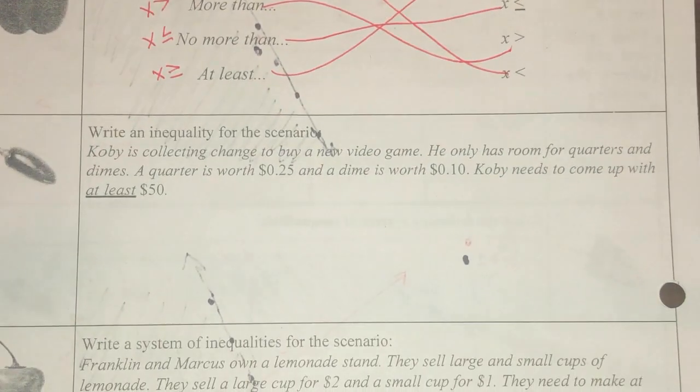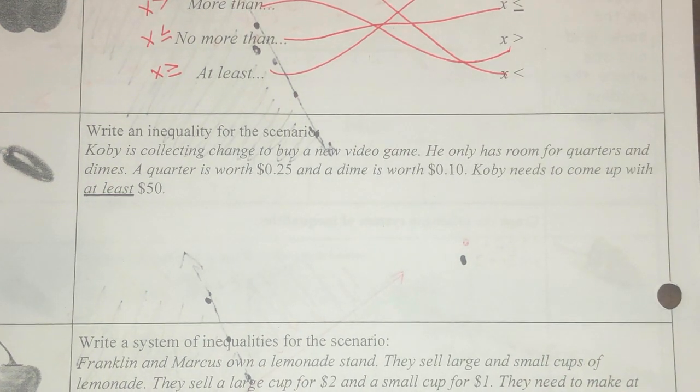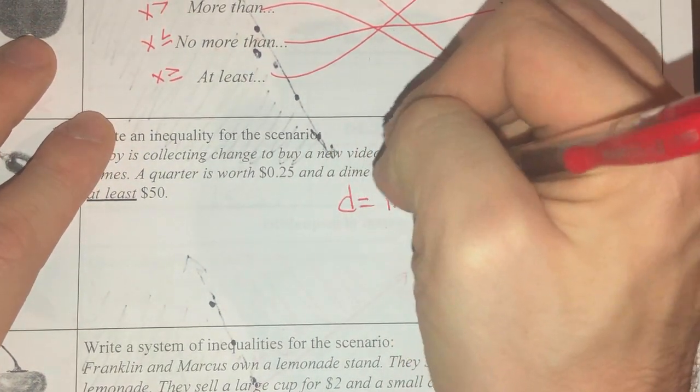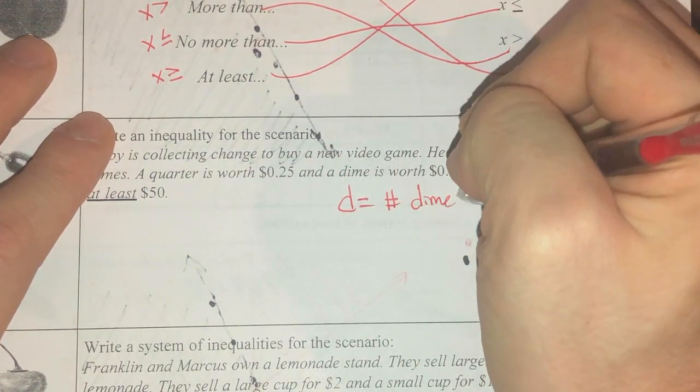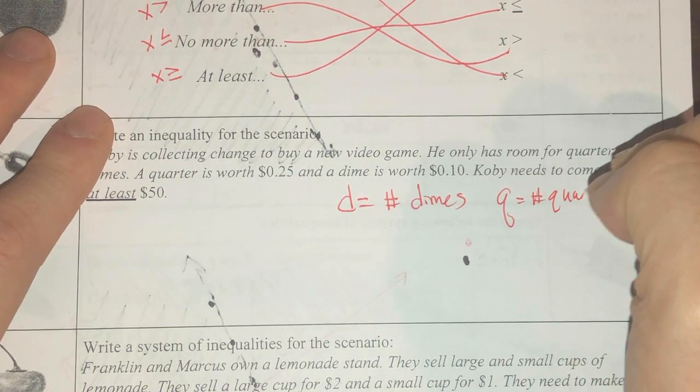So here's an inequality. All we're going to do is write it. Kobe is collecting change to buy a new video game. He only has room for quarters and dimes. A quarter is worth 25 cents and a dime is worth 10 cents. Kobe needs to come up with at least $50. So think about what letters we will use to represent each. Let D equal the number of dimes. Let Q equal the number of quarters.